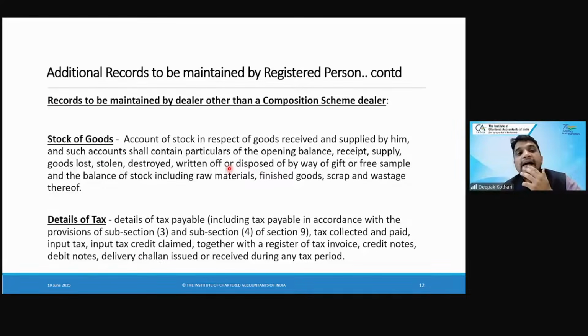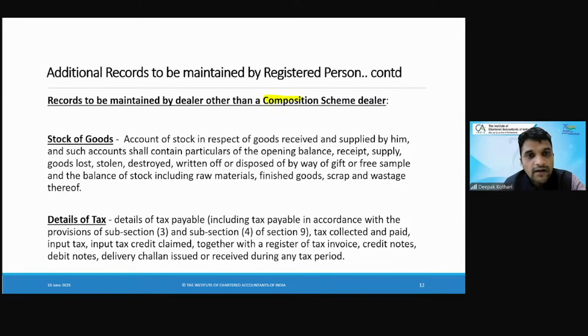Now, additional records to be maintained by a registered person. Apart from these general records, specific people like composition taxpayers are given special requirements, saying that additional documents have to be maintained. Now, this is specific to certain kinds of people, so we'll discuss each category. First, we'll start with the category of composition dealer.